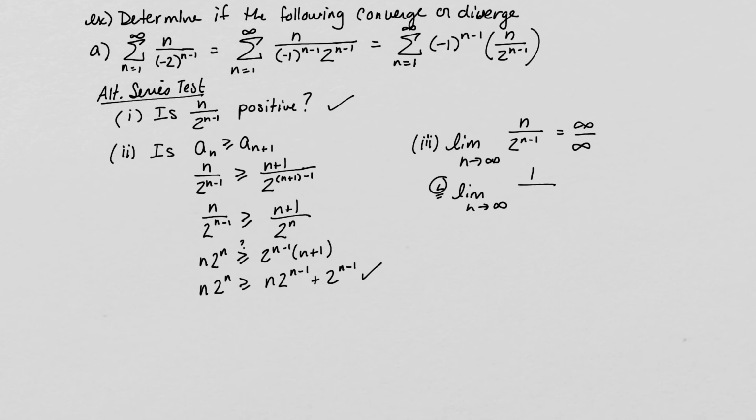And then the derivative of 2 to the n minus 1. So it's going to be 2 to whatever that power is. So 2 to the n minus 1 times the natural log of 2, right? So it's kind of times technically the derivative of n minus 1, but the derivative of n minus 1 is 1. And so if you take this limit, you end up with 1 over infinity, which is 0. So it converges by the alternating series test.